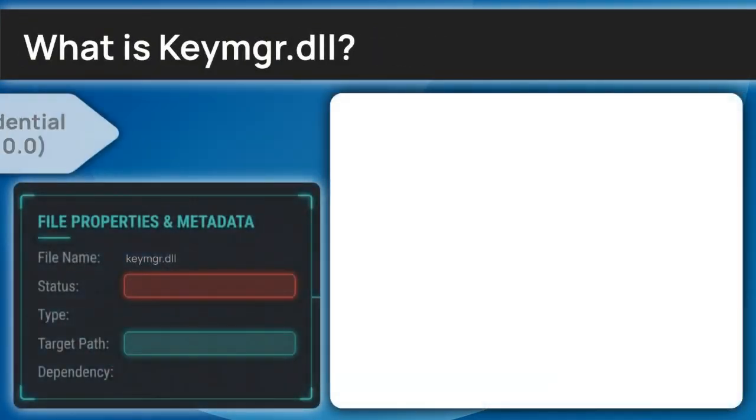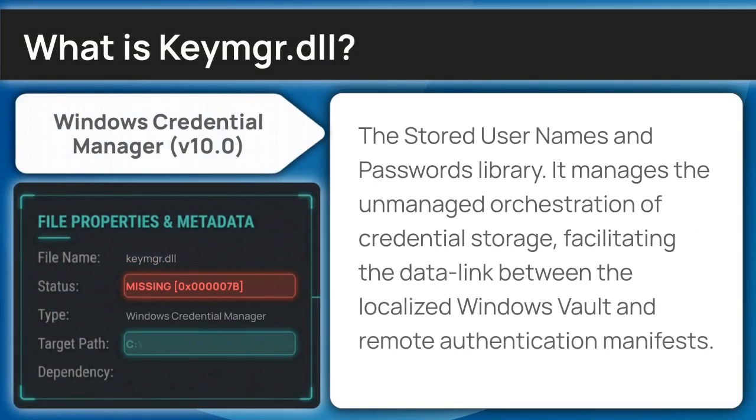This is the Keymgr, the stored usernames and passwords library. It manages the unmanaged orchestration of credential storage, facilitating the data link between the localized Windows Vault and remote authentication manifests. Knowing the file's purpose is helpful, but now we need to physically restore it.